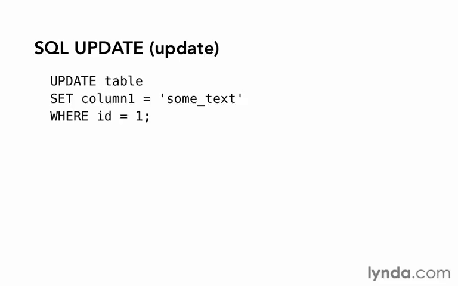If we didn't specify that, it would change all of the customers. So suddenly we would have all of our customers with the same address because we didn't specify what ID, what row we were looking for. So be careful about that.